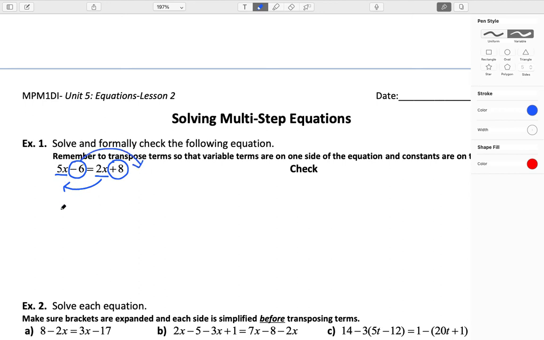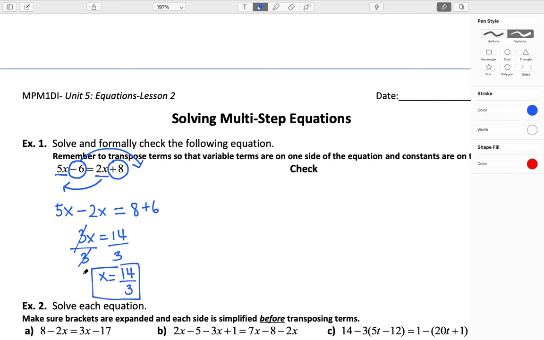On the left side, I already have 5x, and +2x now becomes -2x. And on the right side, I already have 8, and -6 will now become +6. So collect the like terms. 3x equals 14. Whatever is in front of x, we divide by that number. So x is equal to 14 over 3. In this case, it's going to give you a decimal number, so we will leave it as an exact fraction.